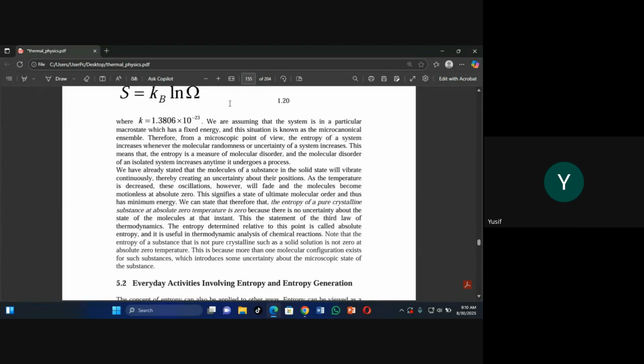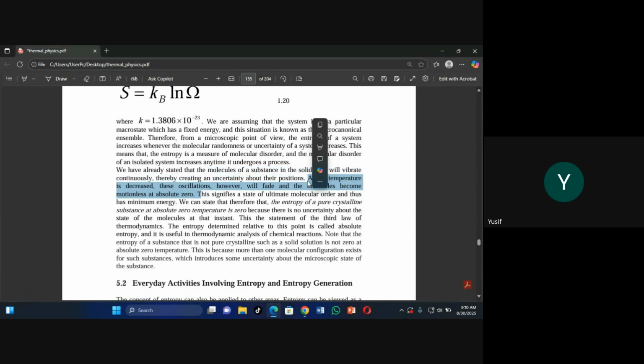We have already stated that the molecules of a substance in a solid state will vibrate continuously, thereby creating an uncertainty about their position. As the temperature is decreased, these oscillations will fade and the molecules become motionless at absolute zero. So this statement is also true.